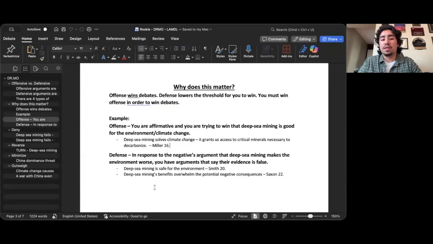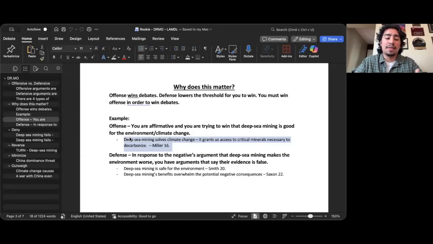In order to win debates, you must win that there is a risk of your offense being true. So one example of this is, let's say you're affirmative and you're trying to win that deep sea mining is good for the environment and climate change. This is an offensive argument because you are telling the judge that you make the world a better place and that your argument should come first. So this is an example of what this might look like. This isn't a real piece of evidence or a real tag. It's just an example of what a deep sea mining offensive argument might look like.